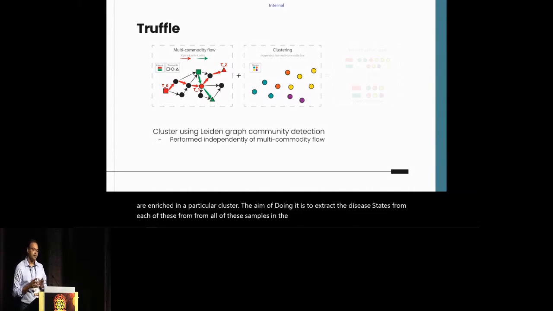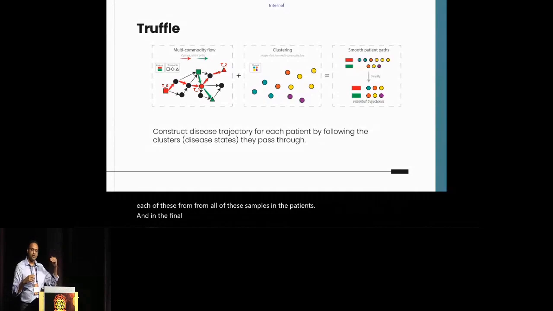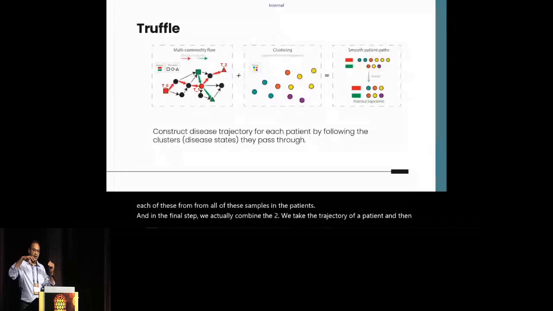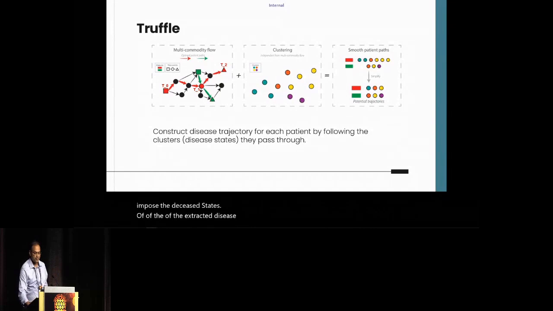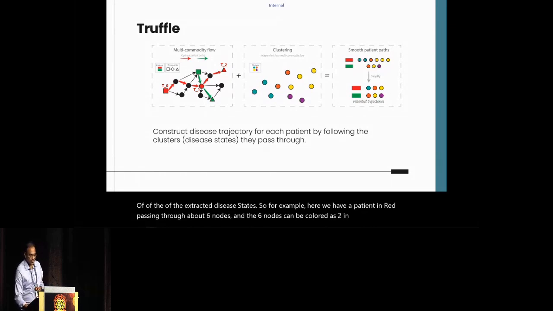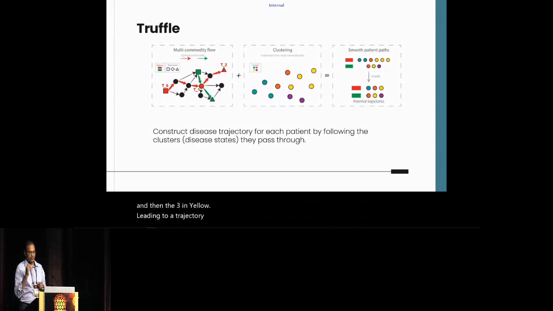And in the final step, we actually combine the two. We take the trajectory of a patient and then impose the extracted disease states. So for example, here we have a patient in red passing through about 6 nodes, and the 6 nodes can be colored as 2 in green, then orange, and then 3 in yellow, leading to a trajectory of green to red to yellow. So this is inferred as a trajectory of disease states for that particular patient.